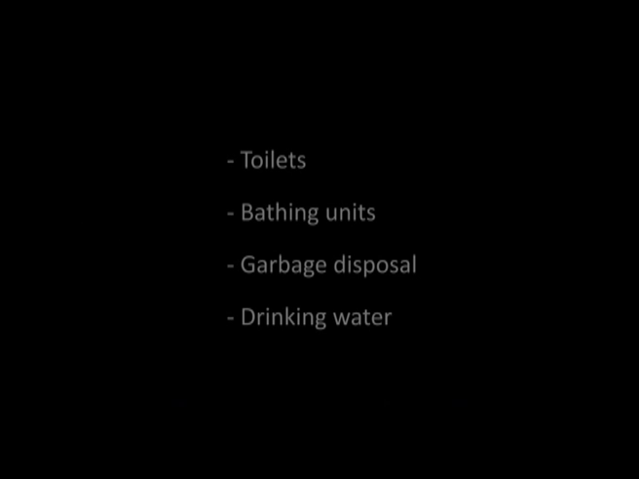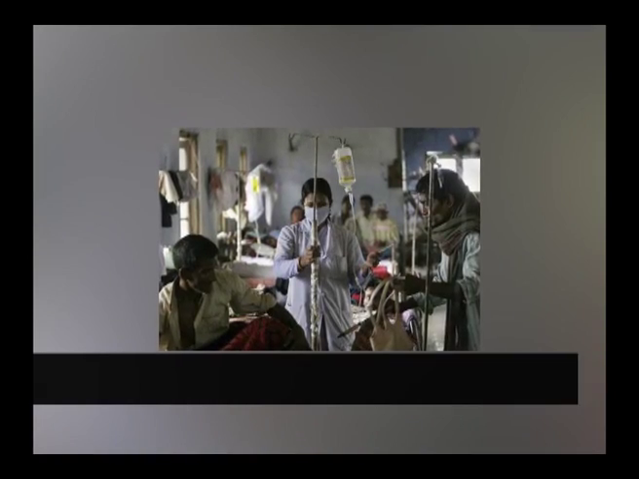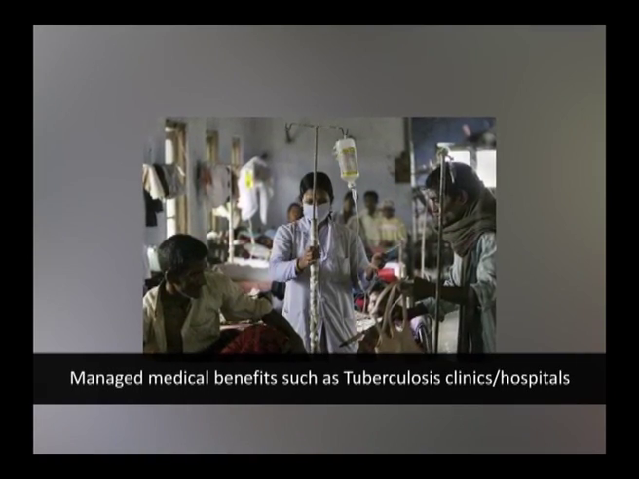I'd like to enumerate a study report that broadly classifies the proximate causes of ill health in urban slums. Lack of adequate basic services such as toilets, bathing units, garbage disposal and drinking water. Lack of information about proper state-owned and managed medical benefits such as tuberculosis clinics or hospitals. Mistreatment and bad behavior at government hospitals result in a high number of home births or compel the poor to avail private alternatives. Lack of financial resources to ensure sustained medical attention for skin disorders or joint pains.